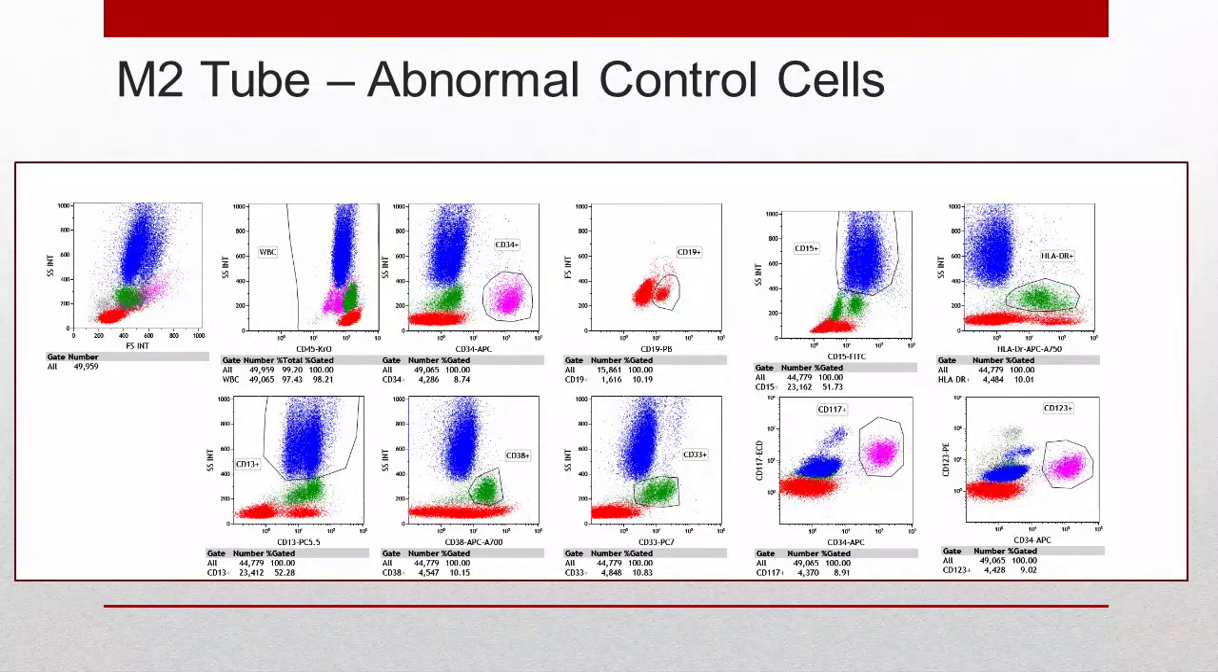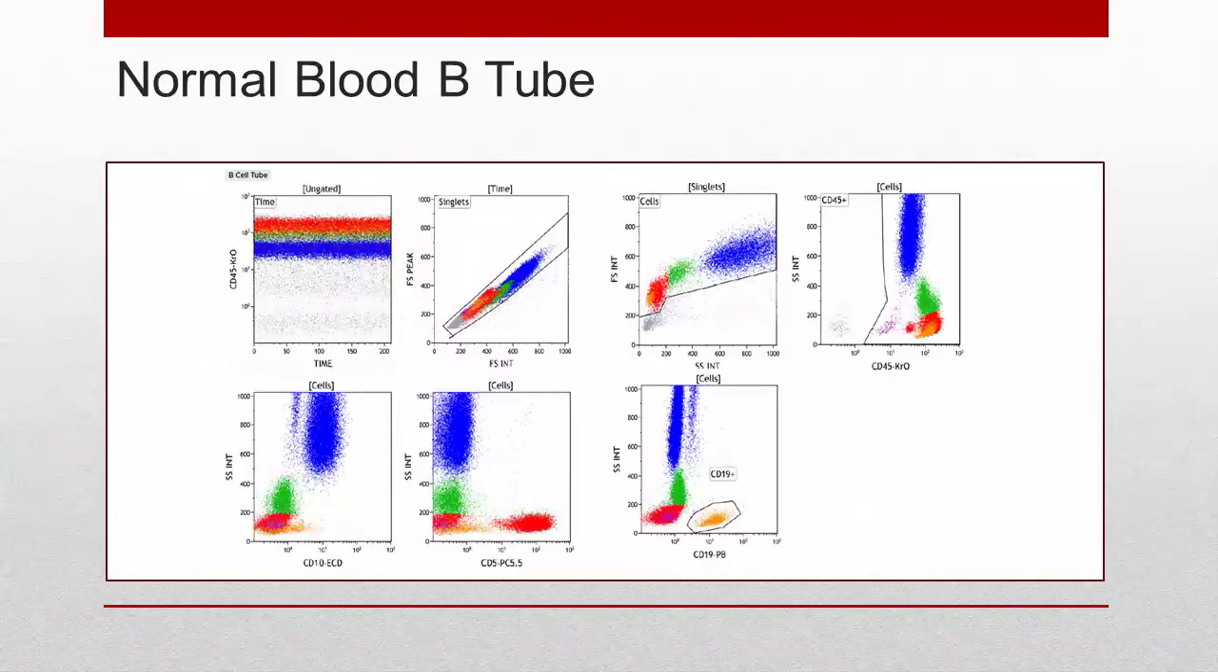And then you can see here the staining for CD19, the staining for CD15, HLA-DR, CD13, CD38, CD33, and these are co-expression of CD117 and CD34, and co-expression of CD34 and CD123. So this allows you to run a quality control every day that you run a sample.